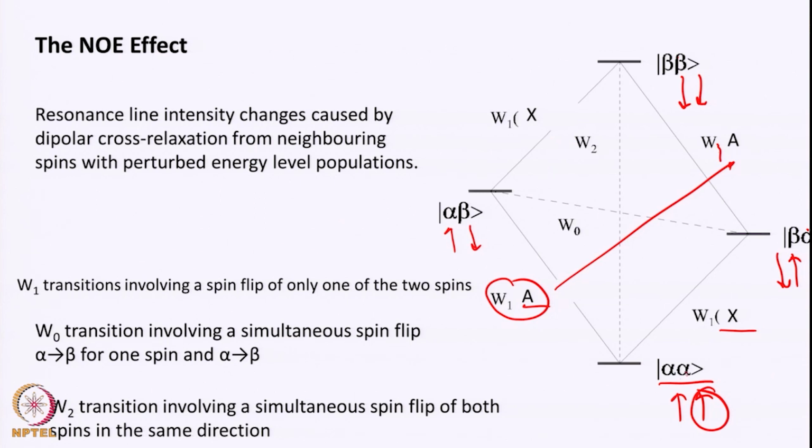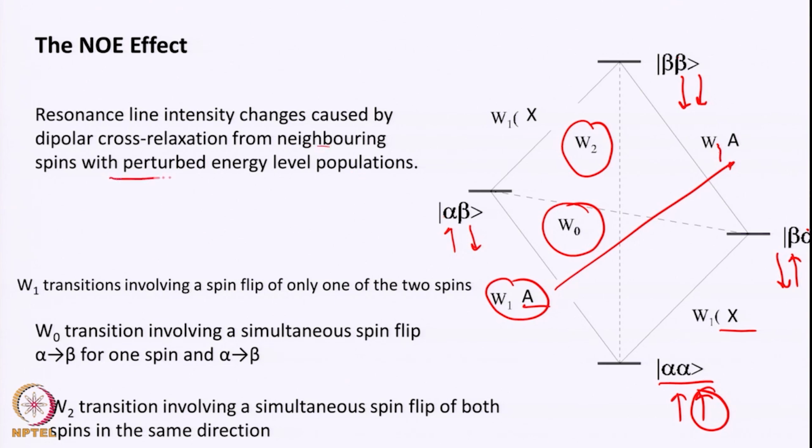Then we looked at the case where both spins, X and A, are flipping. This is called a double quantum transition. Here both spins are flipping simultaneously, but alpha goes to beta and beta goes to alpha, so the net magnetization change is 0. That is why this is the zero quantum transition. The resonance line intensity changes are caused by this dipolar cross relaxation, because the A and X spins are connected by dipolar coupling.